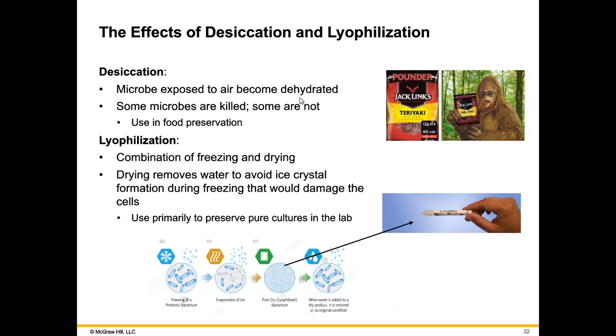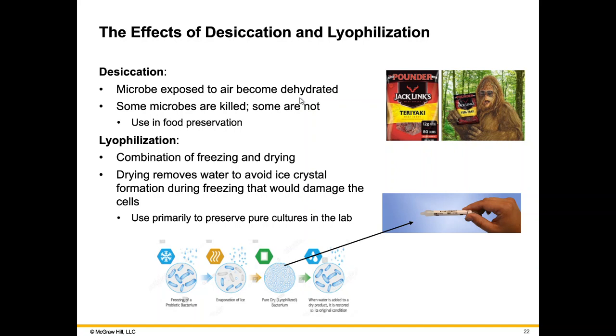All right, what about desiccation and lyophilization? Desiccation is drying something out. So if we remove water, it's going to dehydrate the cell and it's going to kill many microbes. So this is used in food preservation. Great example would be beef jerky.